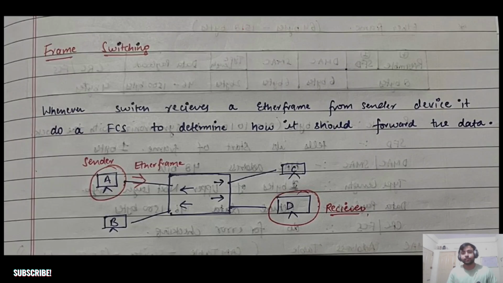So what is frame switching? Let's understand: we have a switch here, and we have devices connected to the switch. Whenever a PC wants to send data to the switch, the switch will have to take a decision on how it is going to forward this frame. So whenever a switch receives an ether frame from the sender device, it does a frame check sequence to determine how it should forward the data. This process is called frame switching. So let's understand how frame switching happens in a switch.